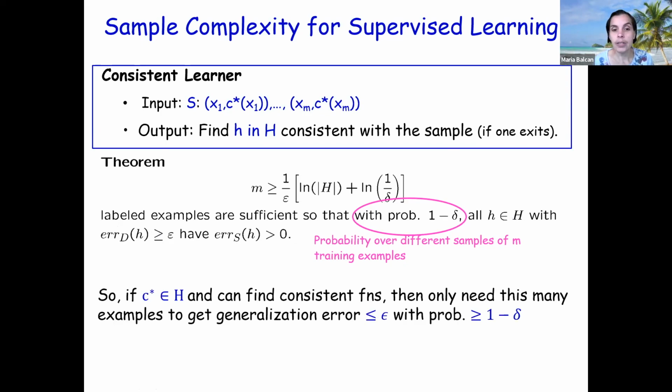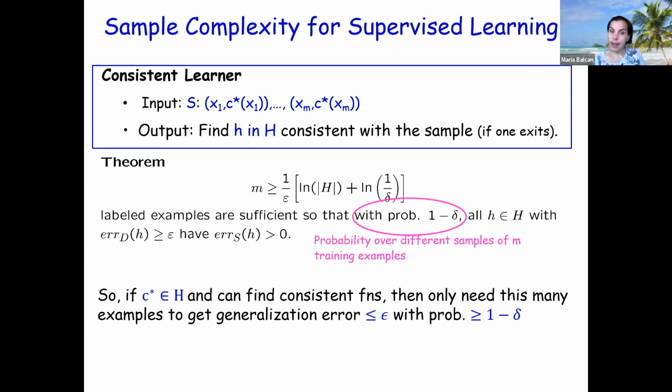Okay, and as we discussed, the consequence of this bound is that if we're in the realizable case, so if the target function c star truly belongs to our search space, and if we have a consistent learner, that means an algorithm that is able to find a classifier that is perfectly consistent with the training sample, so correctly classifies the training examples, then what this bound tells us is that only this many labeled examples are sufficient so that we can guarantee that our consistent learner is able to output a classifier that has generalization error, true error, at most epsilon with high probability at least 1 minus delta. Okay, so that's a consequence of this sample complexity bound that we proved last time.